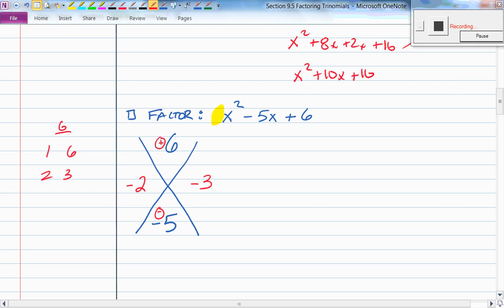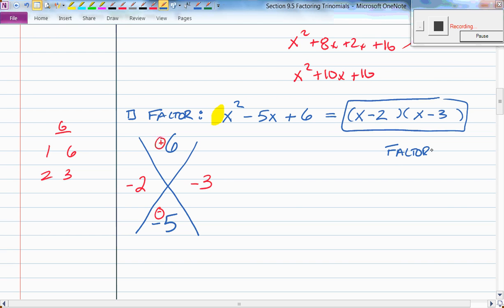Okay. So that means this is going to factor to a product of two binomials. So it's going to be x minus 2 and an x minus 3. And that's our answer. This is called factored form. And this is my trinomial.